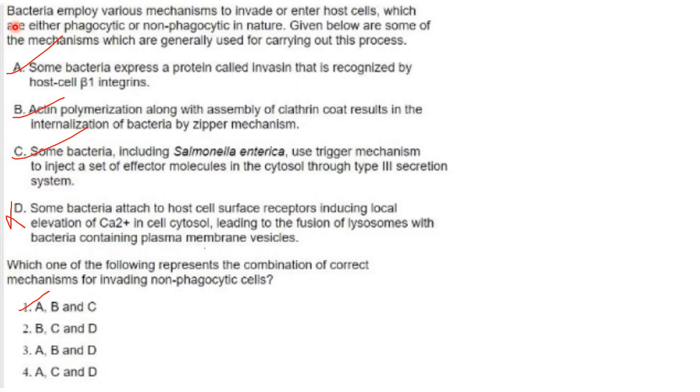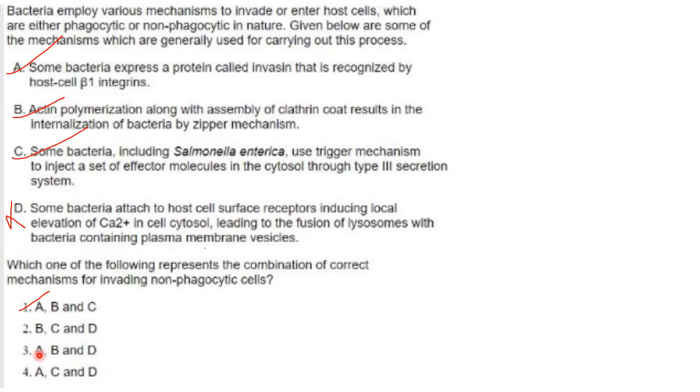Coming to the question. Bacteria employ various mechanisms to invade or enter host cell, which are either phagocytic or non-phagocytic in nature. Given below are some of the mechanisms which are generally used for carrying out these processes. Which one of the following represent the combination of correct mechanism for invading non-phagocytic cells? Some bacteria express a protein called invasin that is recognized by host cell beta 1 integrins.